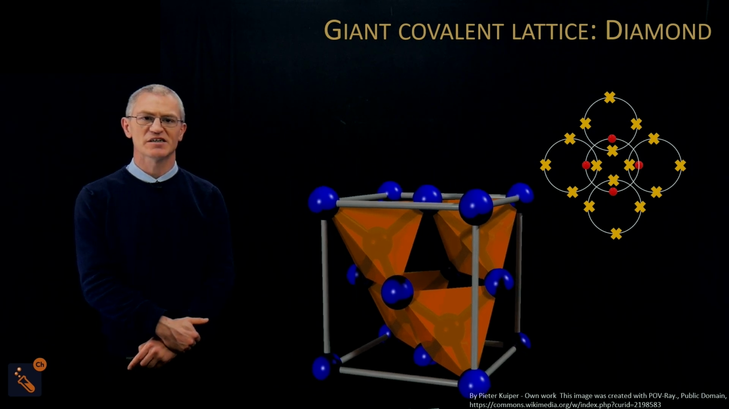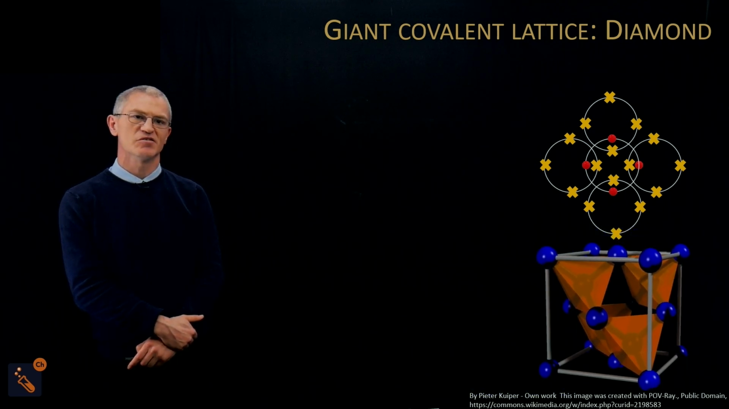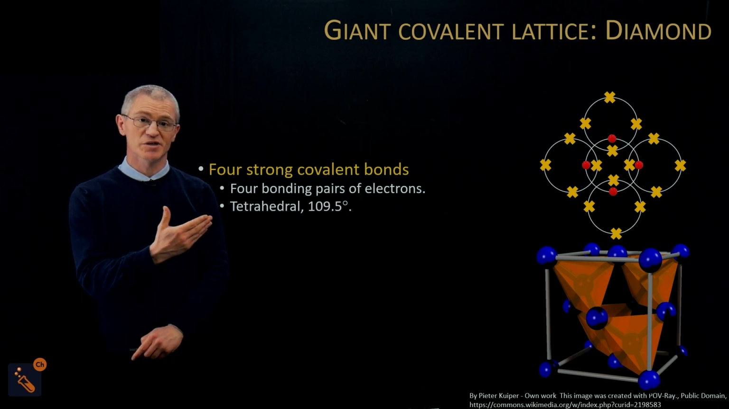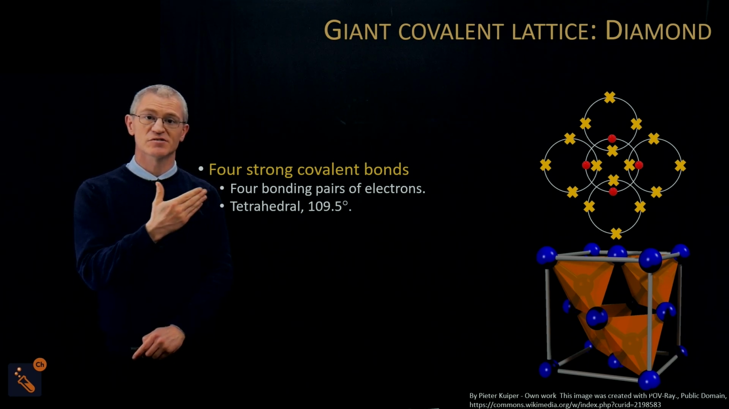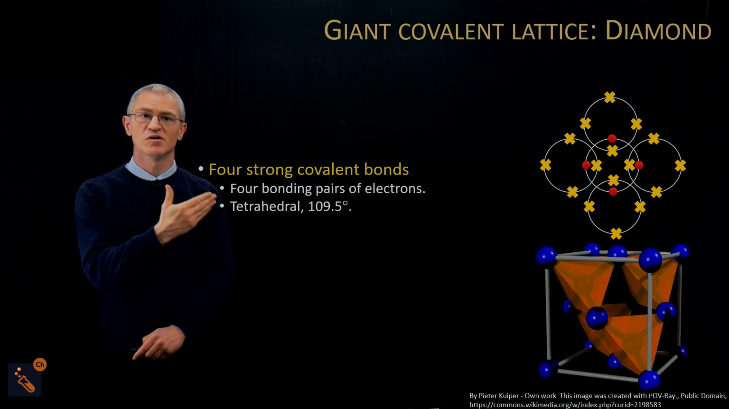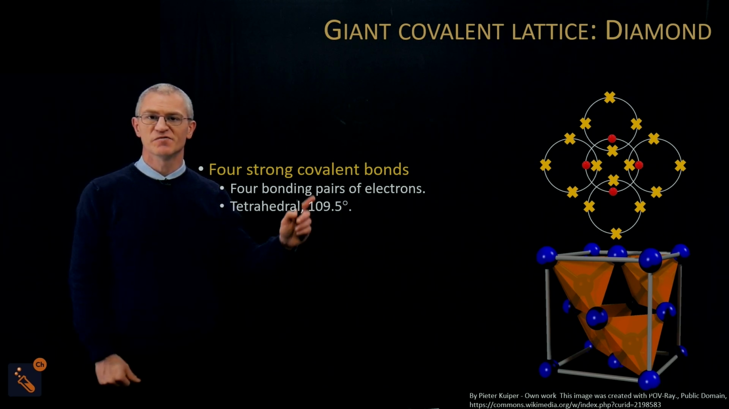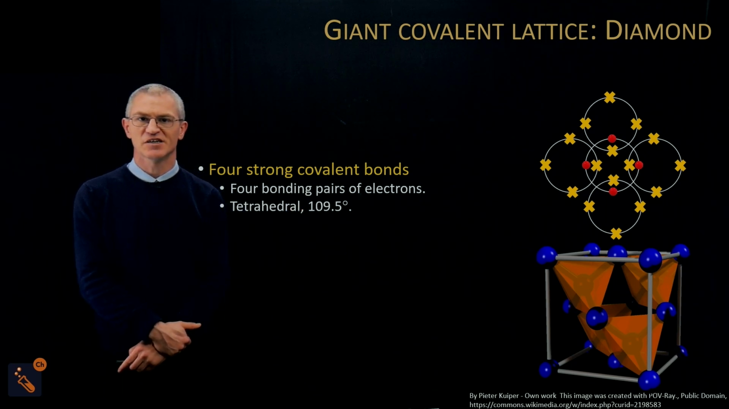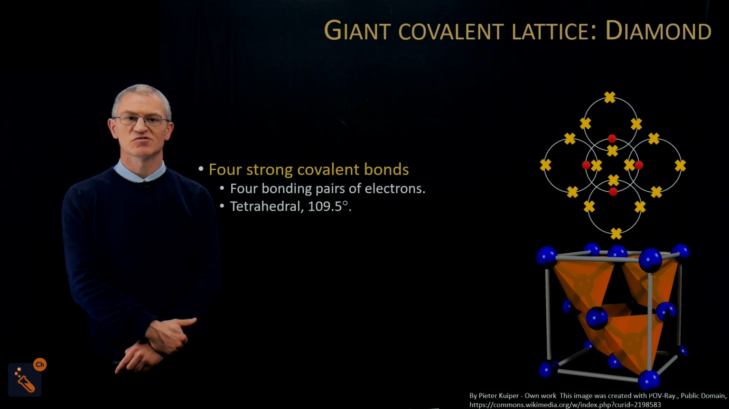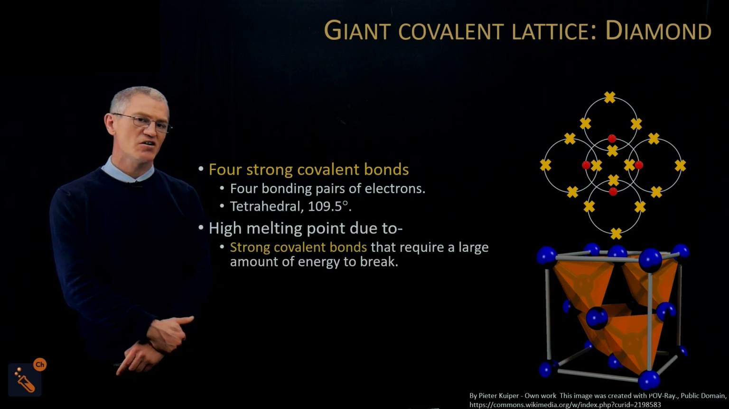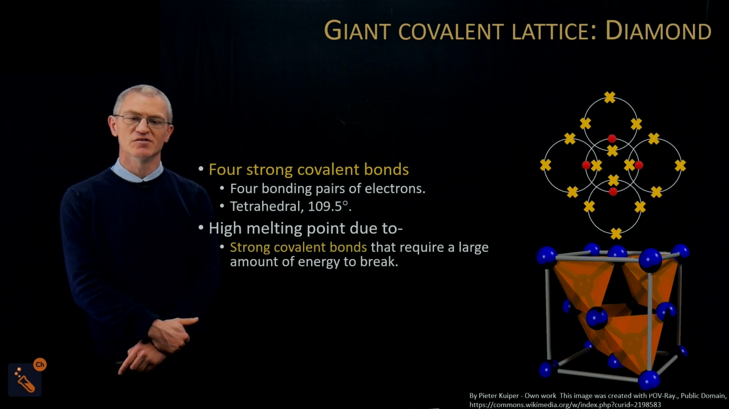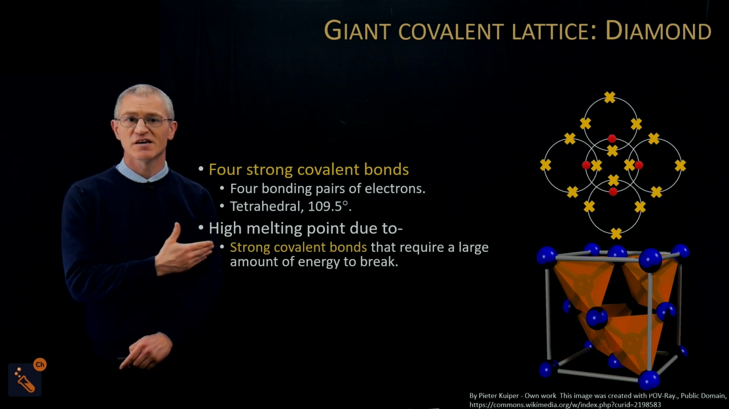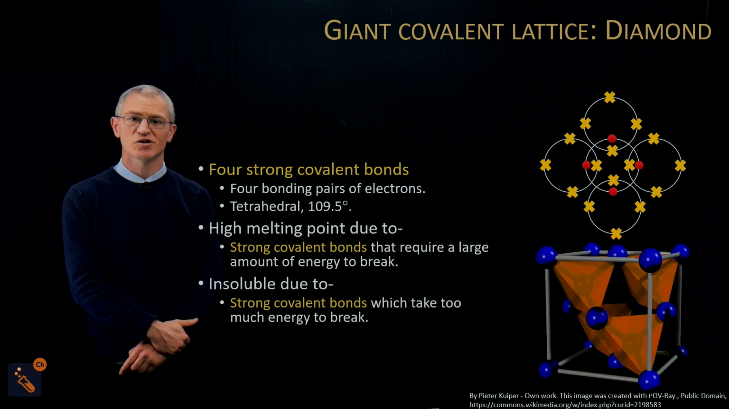Now if we put that to the side, okay, and then we go over that again, we have 4 strong covalent bonds because of 4 bonding pairs of electrons. 4 bonding pairs of electrons is tetrahedral, 109.5 bond angle. So 4 faces and a 109.5 bond angle for tetrahedral. So that's how diamond's structure is. Now, it has a high melting point, due to the strong covalent bonds that we've got here. All covalent bonds are very, very strong, okay? And they require a large amount of energy to break.